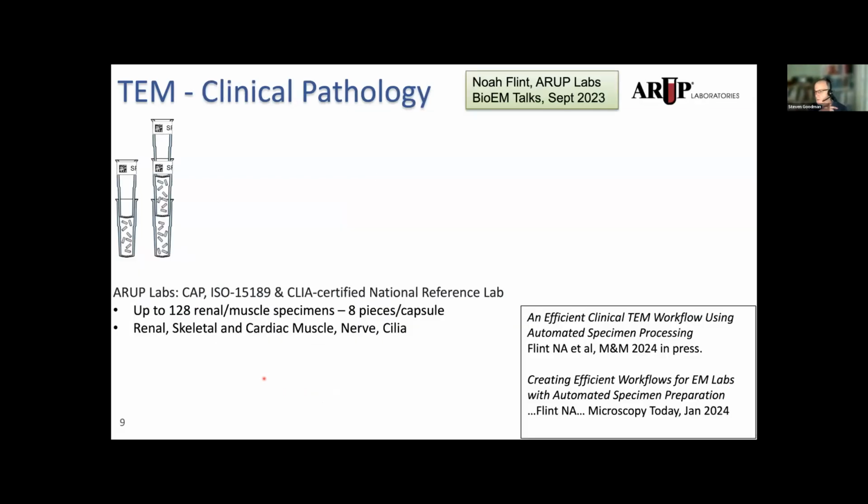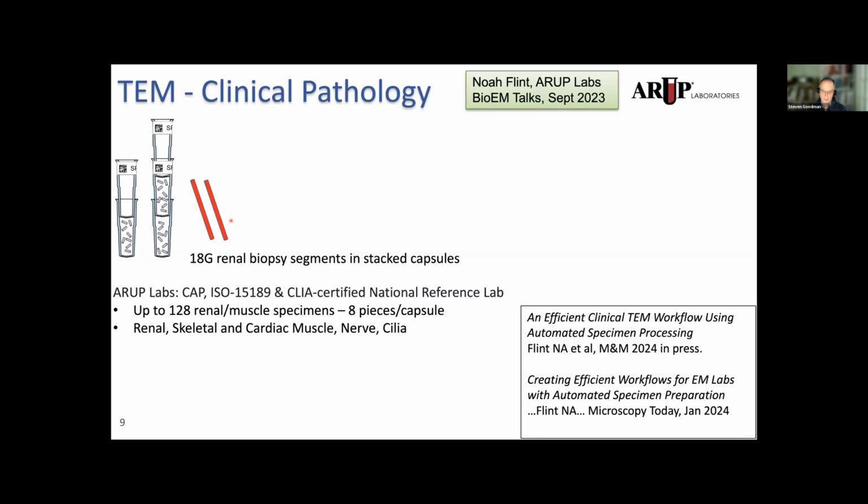Another example, and this was briefly presented in some detail by Noah Flint in BioEMTalks approaching a year ago now, half a year ago. And RUP Labs is a CAP, ISO, and CLIA certified national reference lab for pathology. And the methodology that he used and that his laboratory uses, and this is a relatively large lab, about half a dozen people, seeing multiple specimens from patients every day, a dozen or more.